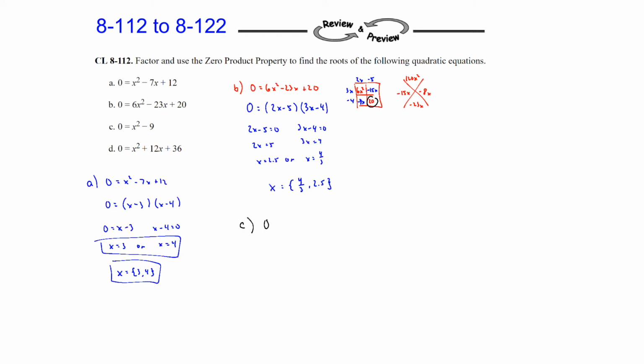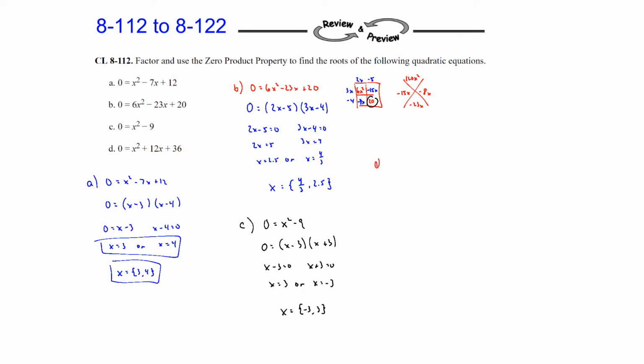All right, example C. 0 is equal to x squared minus 9. That is one of our special quadratics that we can factor using difference of squares. The first and last terms are perfect squares, and you're missing your middle term because it cancels out. And you have a minus 9, so we got x minus 3 and x plus 3. And then we set those factors equal to 0. Add 3. Subtract 3. So x equals 3 or negative 3. Or we can say x equals our solution set negative 3, comma 3.